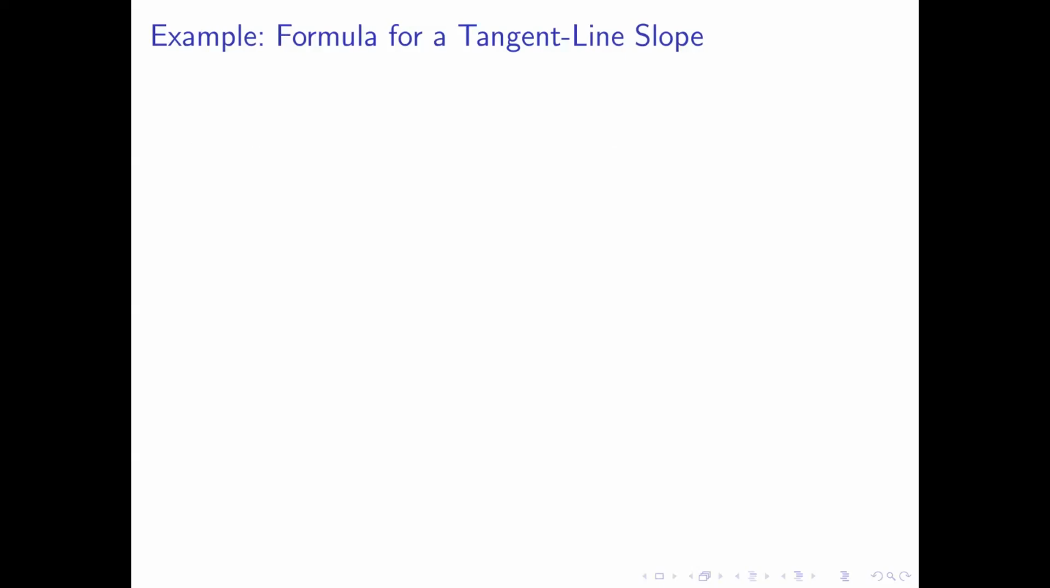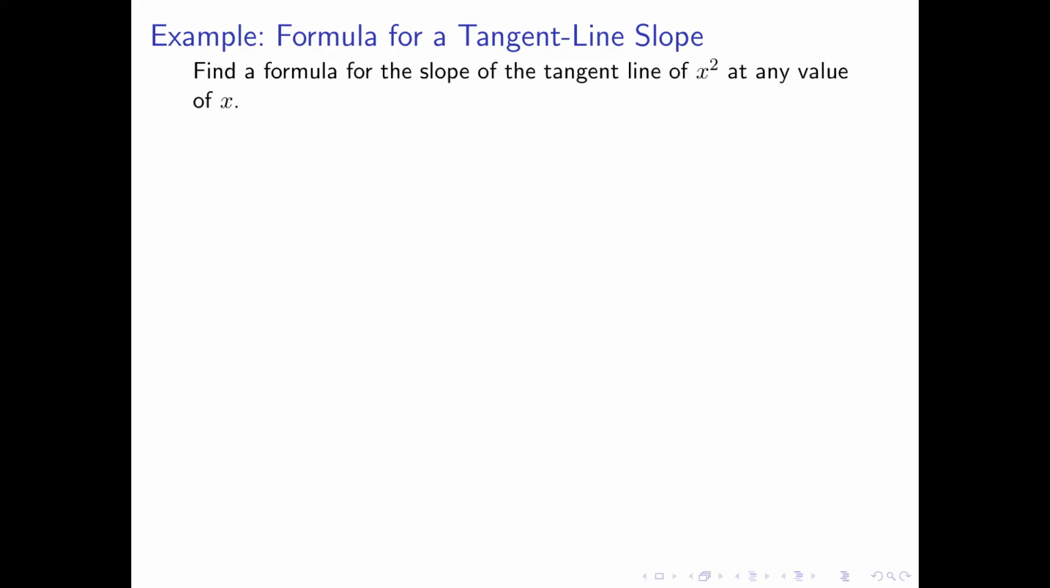So let's take a look at an example first to see what this looks like. Say we want a formula that will give us the slope of the tangent line of the x squared function at any value of x, so that rather than having to work with this complicated looking limit every single time, we can just plug in the value of x that we want, and this formula will give us the slope of the tangent line there pretty much in one step.